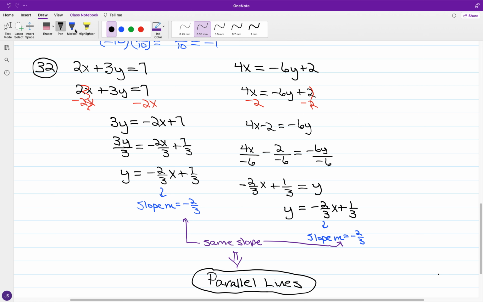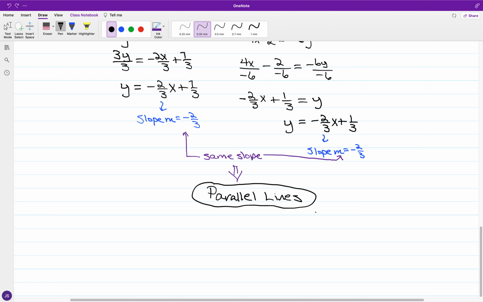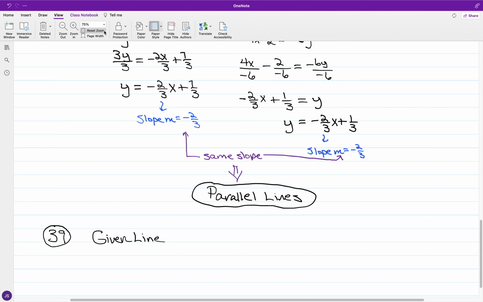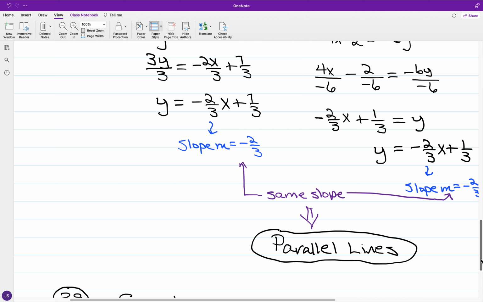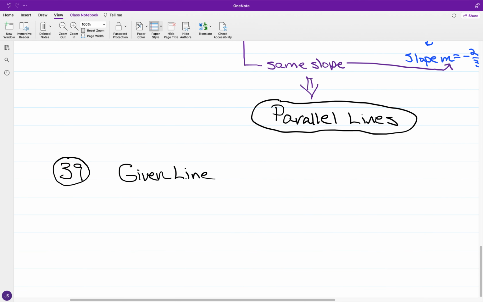Okay, now looking at establishing equations for parallel and perpendicular lines. I know that 39 and 40 are asking for just a perpendicular, but I thought that I would add the parallels also. Now, in 39, we have a given line, and this is defined by the equation x minus 5y is equal to 1.